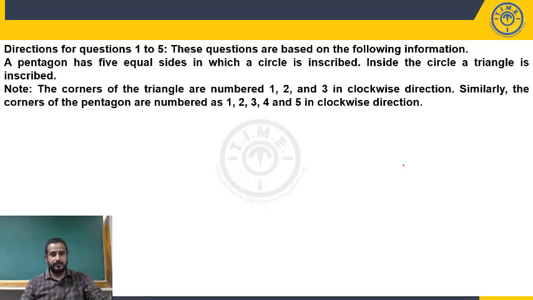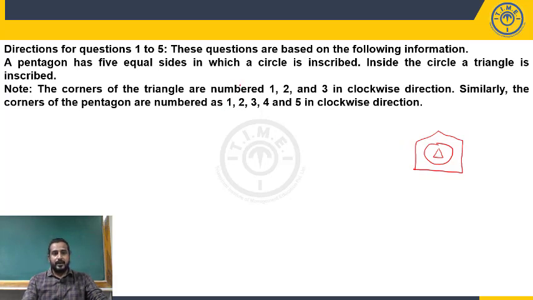Now see the instructions. A pentagon has 5 equal sides in which a circle is inscribed. Inside the circle a triangle is inscribed. What is mentioned? A pentagon has 5 equal sides. Okay, so take a pentagon. Inside the pentagon, a circle. So we have the circle inside. Inside the circle a triangle is inscribed, so inside the circle the triangle is also there.